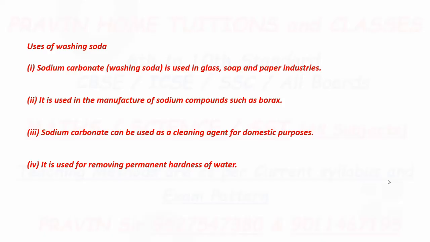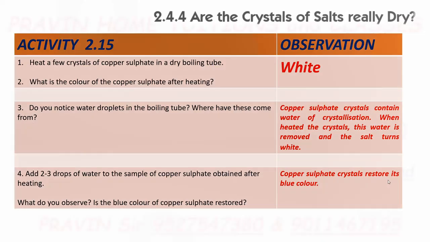Now, uses of washing soda. First, sodium carbonate, that is washing soda, is used in glass, soap and paper industries. Washing soda is used in the manufacture of sodium compounds such as borax. Sodium carbonate can be used as a cleaning agent for domestic purposes. Washing soda is used for removing permanent hardness of water. These are the uses of washing soda.